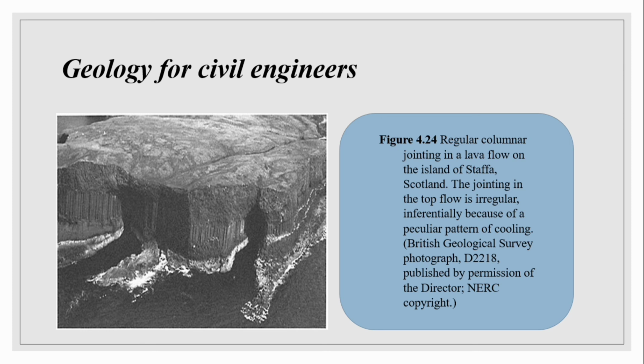Figure 4.24. Regularly columnar jointing in a lava flow on the island of Staffa, Scotland. The jointing in the top flow is irregular, inferentially because of a peculiar pattern of cooling.